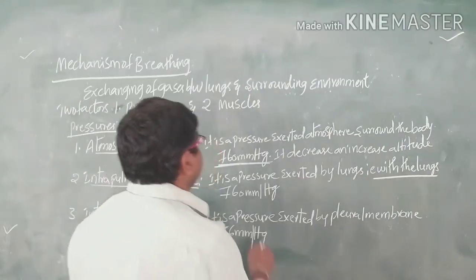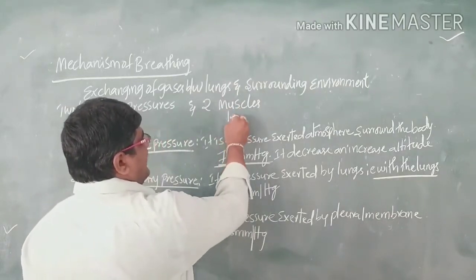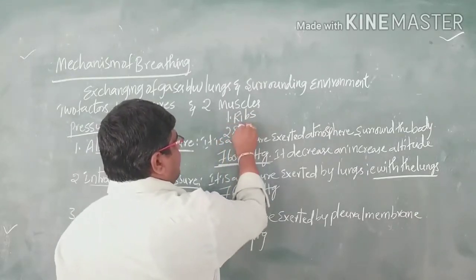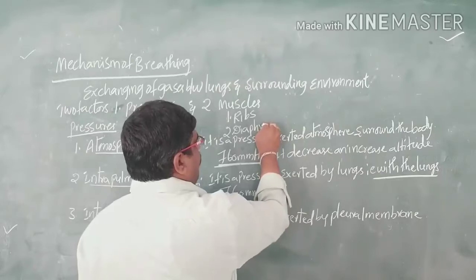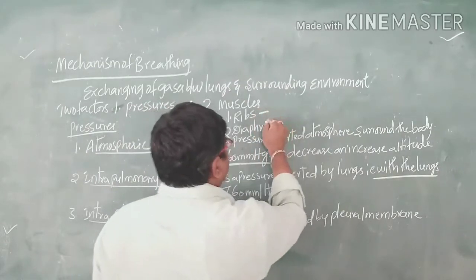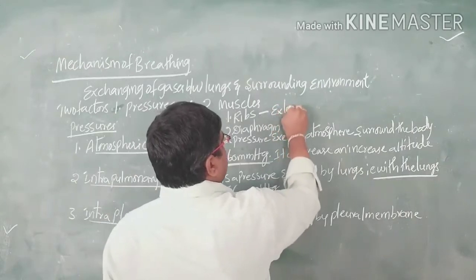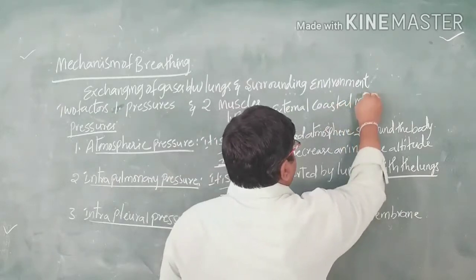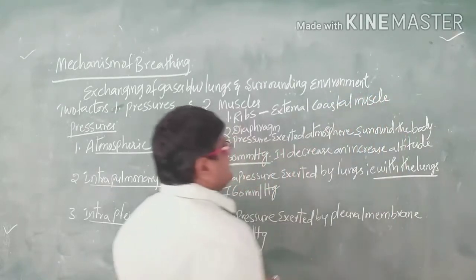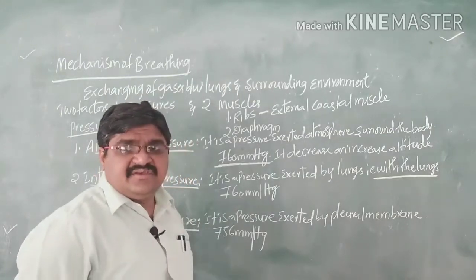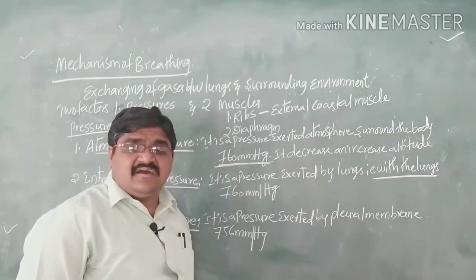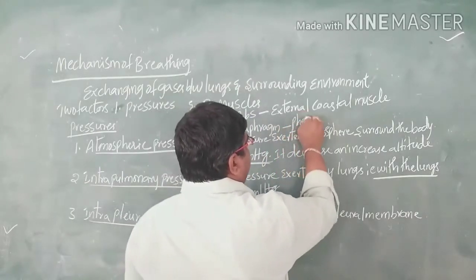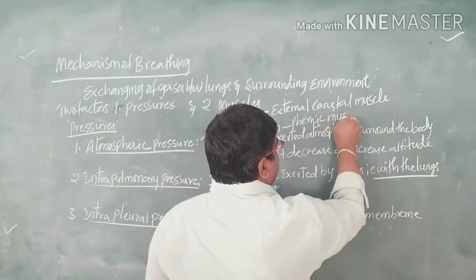And here, two types of muscles are present. One is the ribs, and the second one is the diaphragm. The ribs consist of external and internal costal muscles. And the diaphragm consists of the phrenic muscles.